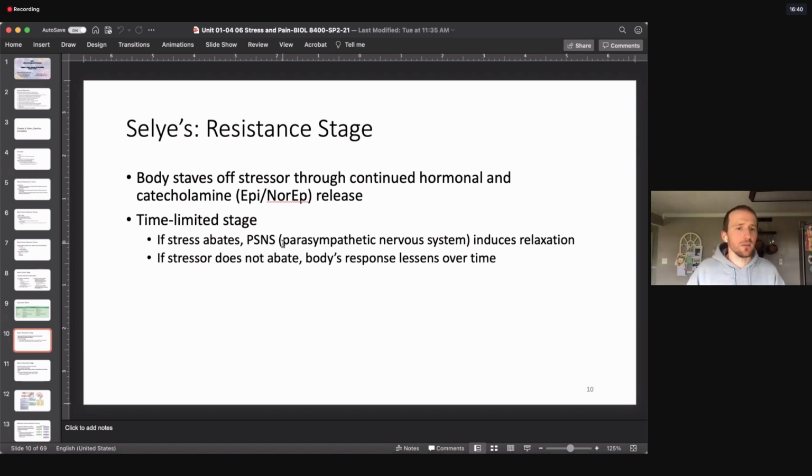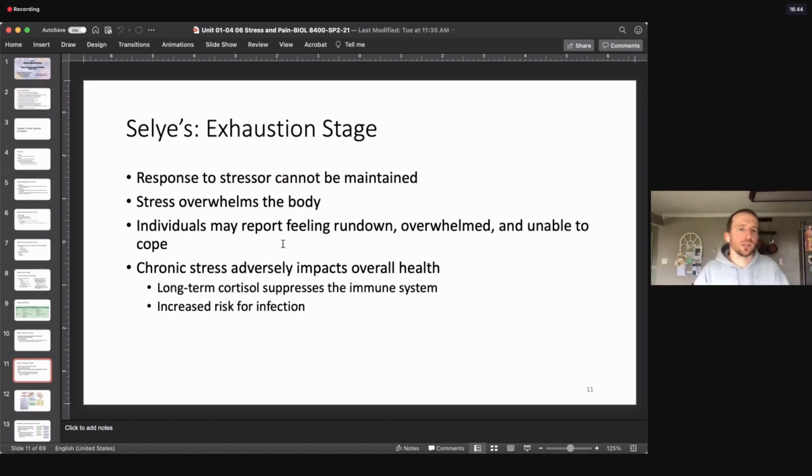If that stress doesn't abate, you start to enter into the chronic stressor. And that's what can lead you to the exhaustion phase, where the stressor is not eliminated and the body's overwhelmed. What people who enter this exhaustion phase will report is that they feel run down or overwhelmed and unable to cope. And this is where chronic stress and its maladies arise.